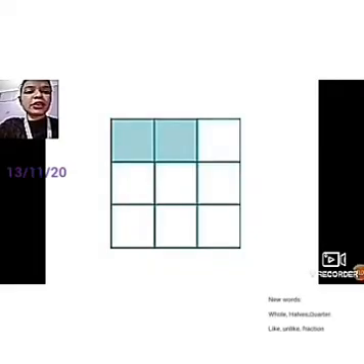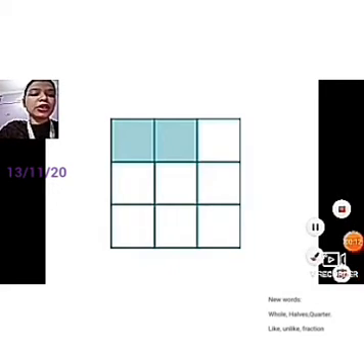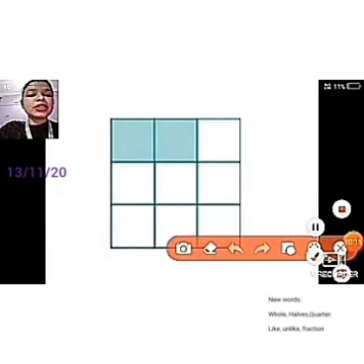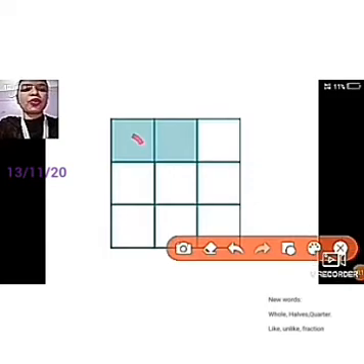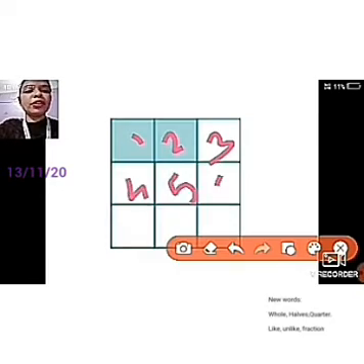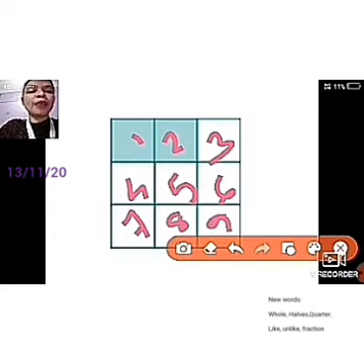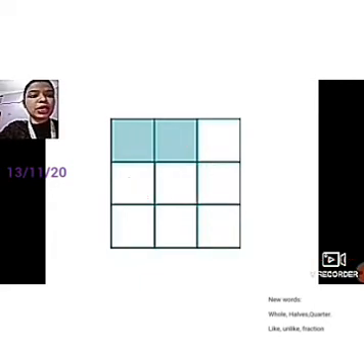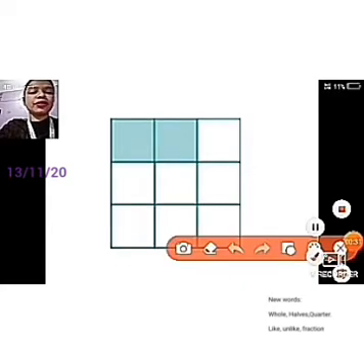So children, what is this? A square, isn't it? And this square is divided into equal parts. How many equal parts are there? 1, 2, 3, 4, 5, 6, 7, 8 and 9. 9 equal parts. Now I have to write this figure in terms of fraction.